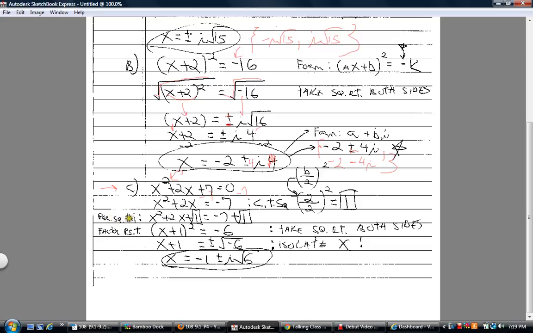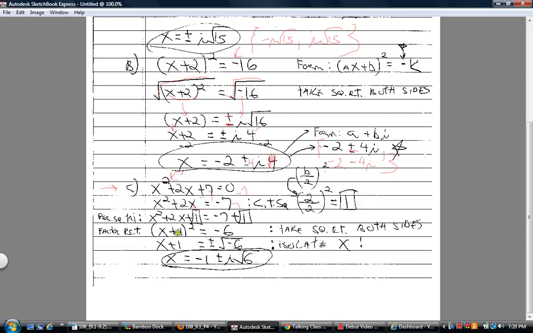You need to make a perfect square trinomial. What's the completing-the-square factor? Take the b, which is 2, cut it in half. 2 divided by 2 is 1, and square it. The ultimate result is 1. So you're going to add 1 to both sides. Don't forget that. You maintain balance, but you've added 1.